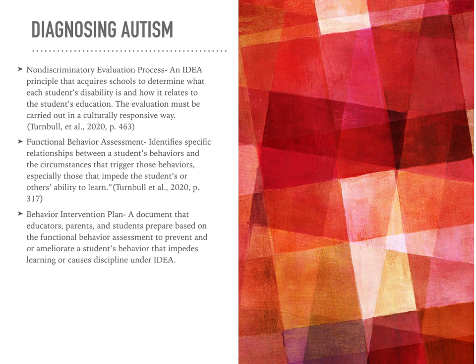If the evaluation yields results indicating that the student is on the spectrum, a functional behavioral assessment is conducted. This identifies relationships between students' behavior and the circumstances that trigger those behaviors. A behavior intervention plan is also prepared in the event that a student's behavior impedes learning or requires discipline.